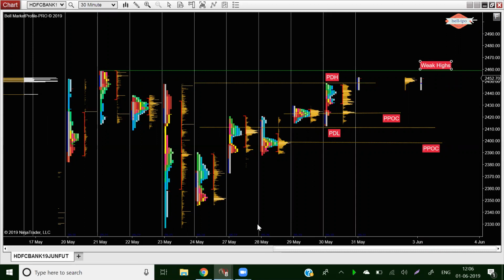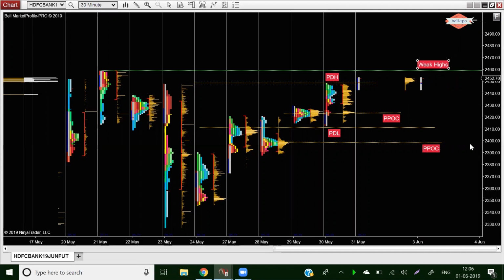Before going into the session, let me tell you some of the references that we have in HDFCBANK futures before playing out that Friday scenario. To look forward into the Friday scenario, we had some important references, such as weak highs, which were created on 21st May.